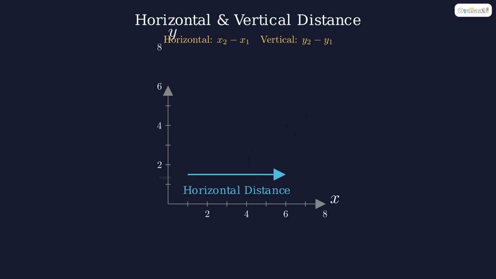On a grid, horizontal distance means how far left or right. Vertical distance means how far up or down. We subtract the coordinates to find each one.